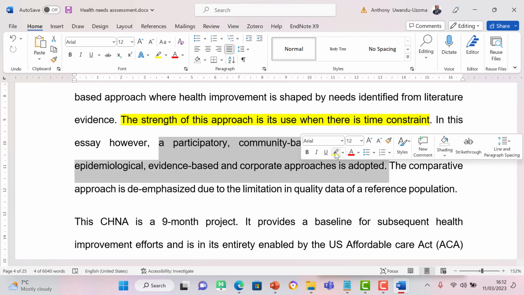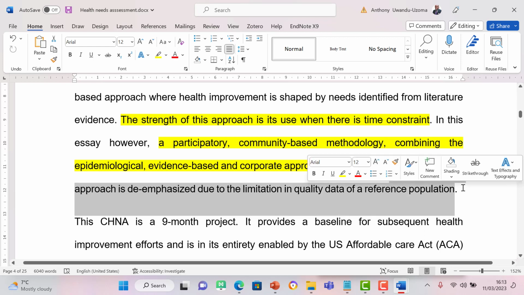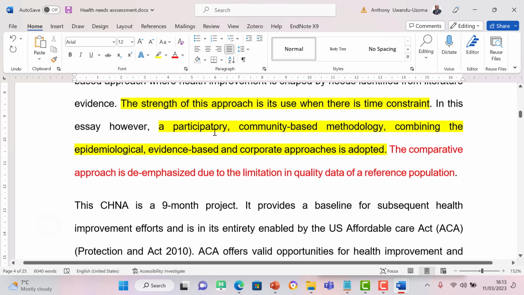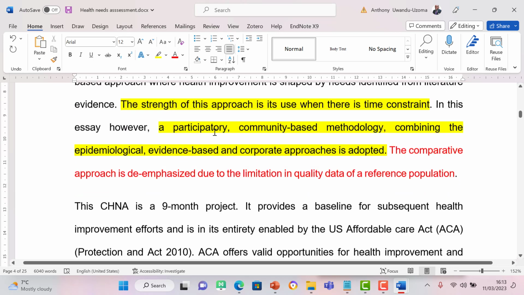This is an approach that I didn't mention in the first video. This combines all the different approaches. So if you want to use this, maybe for your presentation, then this is also good. Now, she said the comparative approach is de-emphasized due to limitation on the quality of the data to the reference population. So this is her own critique for the reason for choosing a combined approach, which is participatory in nature.